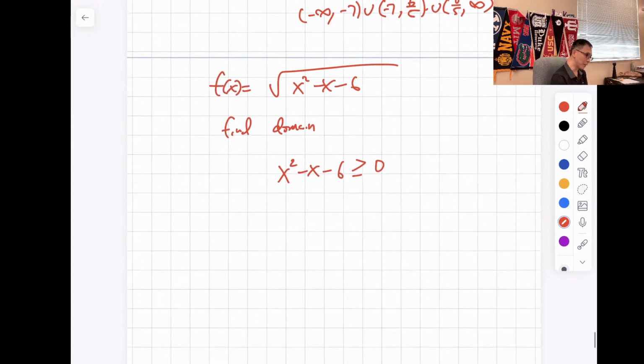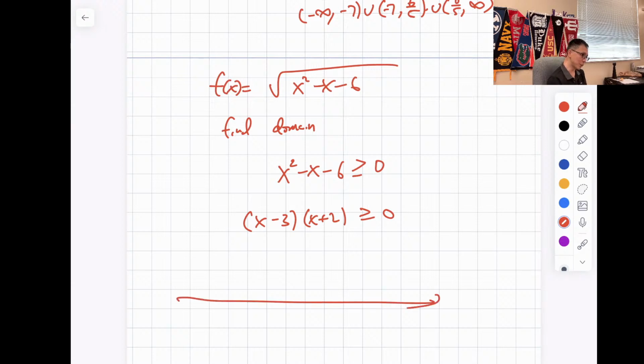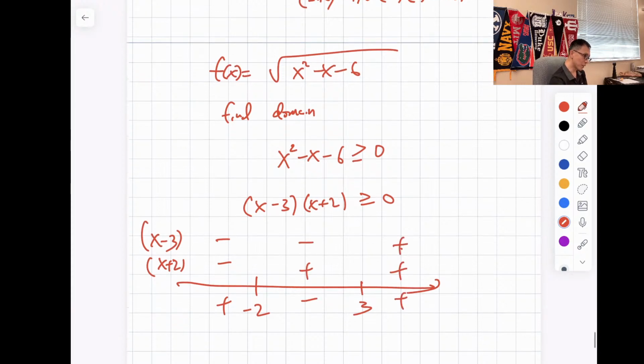So then you can do a number line test here. That's why we need a number line test in a lot of different situations. This is one of the situations. How do I find the domain? You guys already know how to do that. This is going to be negative 2, and this is 3, x minus 3, x plus 2, right? You already know how to do that. It's going to be negative, positive, negative, positive, negative, positive, positive, positive. So what is the domain of this function?